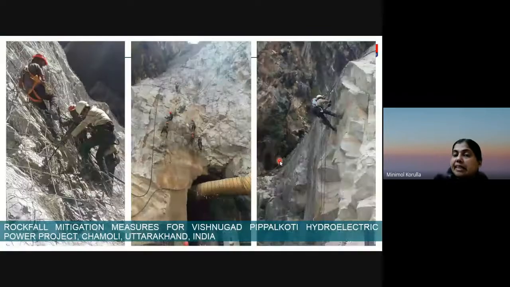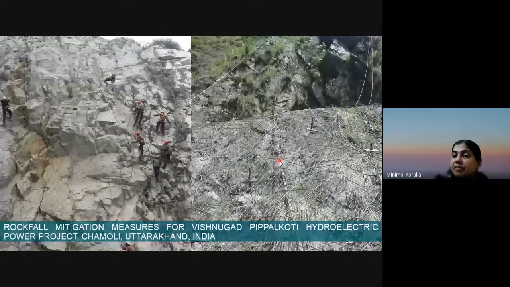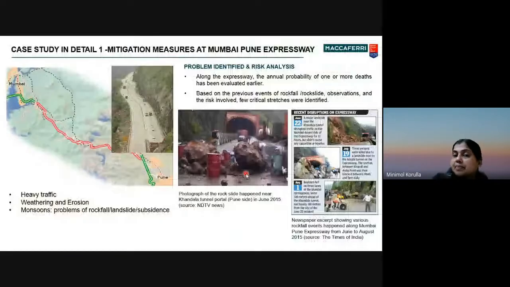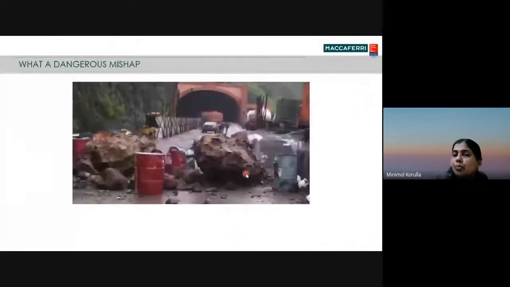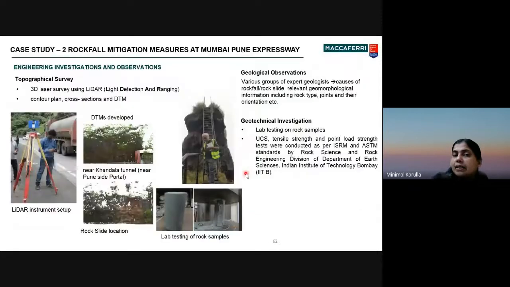I'm skipping a little. This is for PHDC, again a rockfall protection system, where high energy absorption barriers and steel grids are used as the drapery system. So Mumbai-Pune Expressway, this case study is also included in my PPT, but I don't think I will have the time to describe it completely.